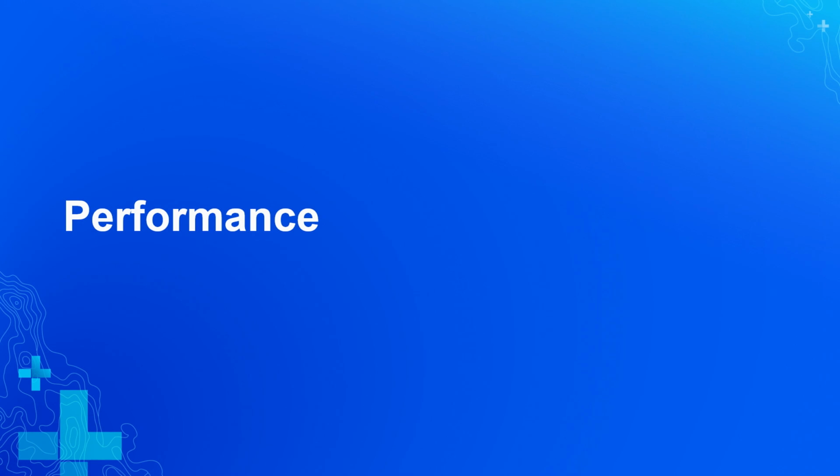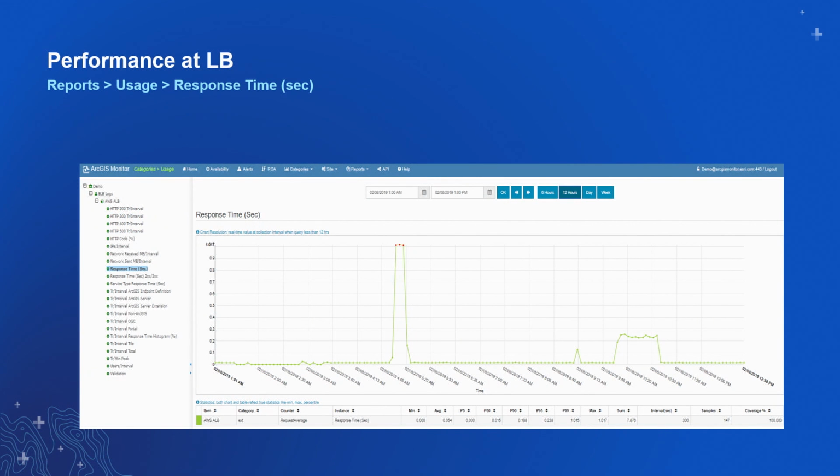The next category is performance. Again, health, usage, performance. What is performance? The units will always be in seconds in ArcGIS Monitor. Others might be milliseconds. So you see that there is a spike. The next thing you should do is determine what is the impact of the spike.